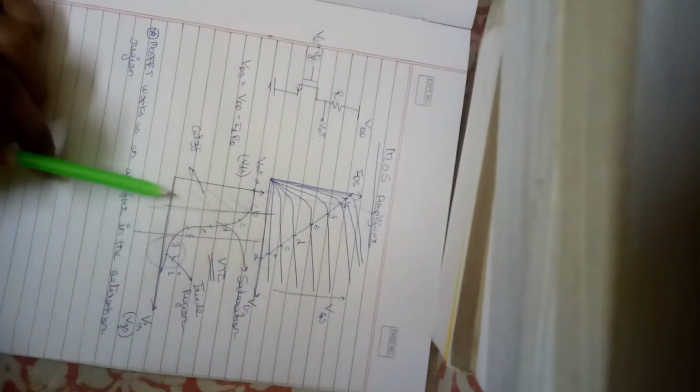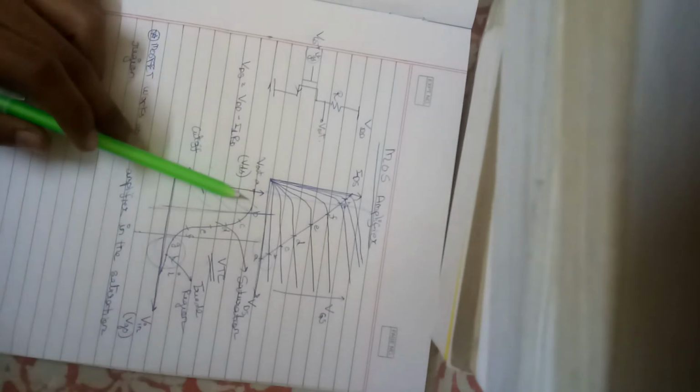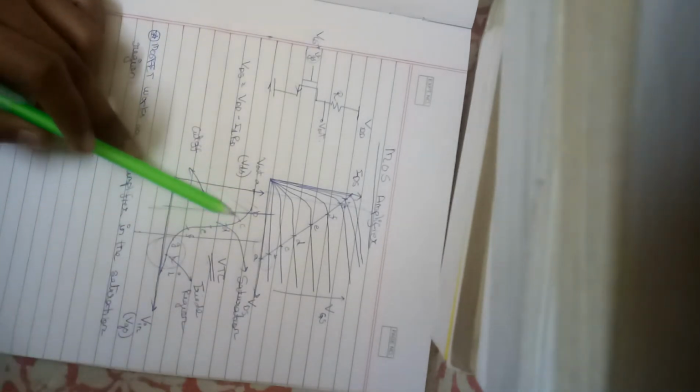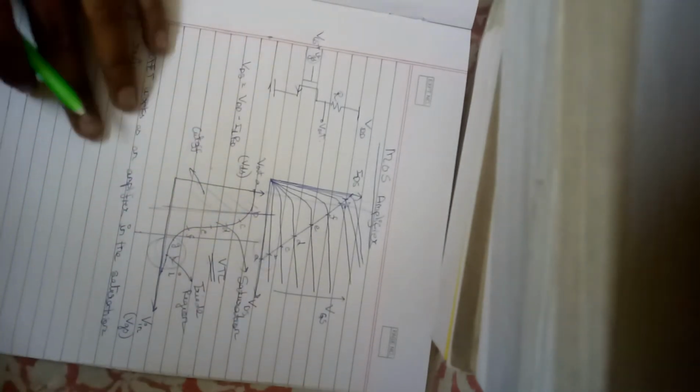So in this video we explained how the MOSFET can work as an amplifier in the saturation region. That is, in the saturation region, what do we have to do? We have to make VDS greater than or equal to VGS minus VTH. This is the condition that should be satisfied for the MOS to work as an amplifier.